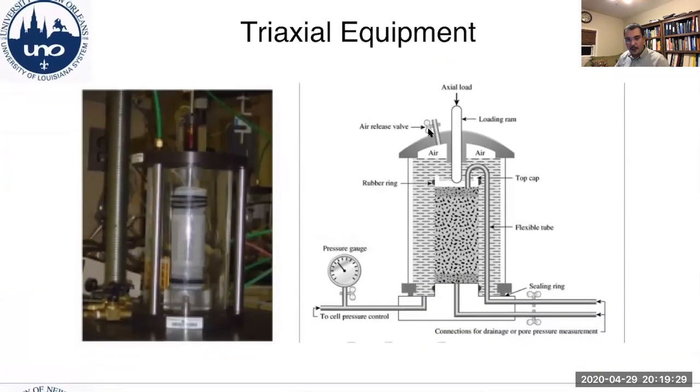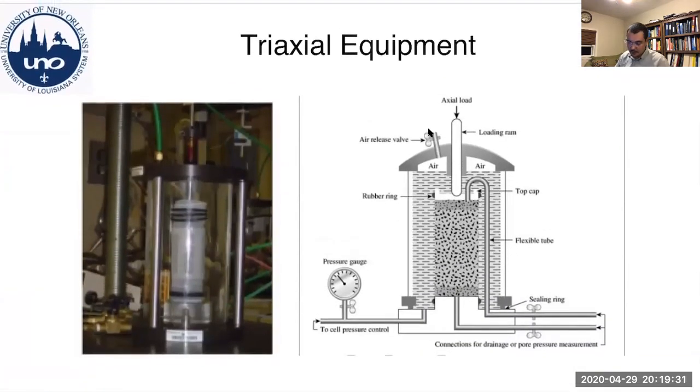Now, if we talk about the triaxial test equipment itself in a more detailed view, here you have your soil sample, and it will be inside this chamber. It will be covered by a latex membrane. And here you have a pressure gauge measuring the pressure inside the cell of the de-aired water.